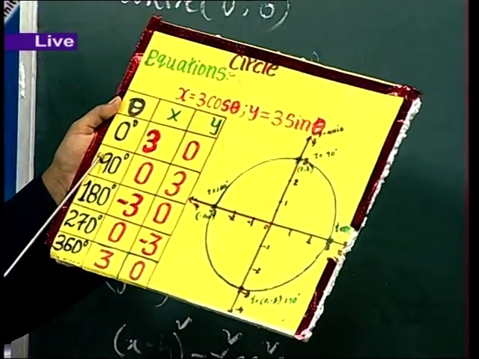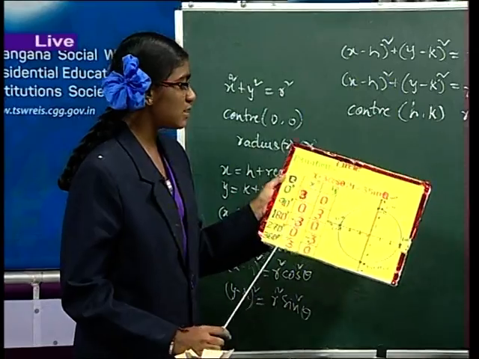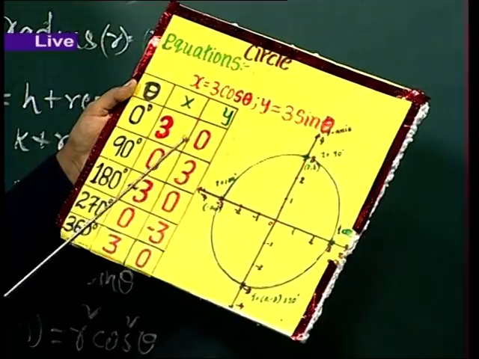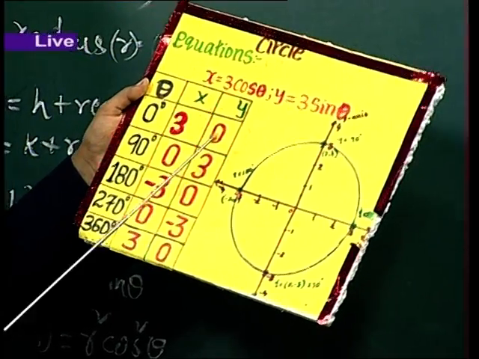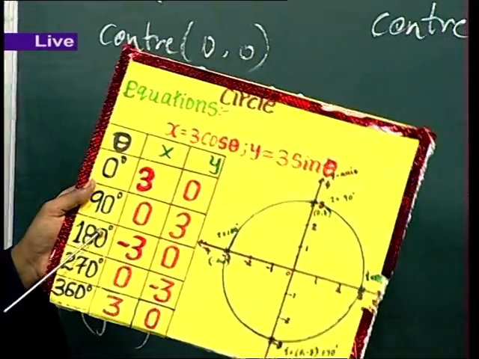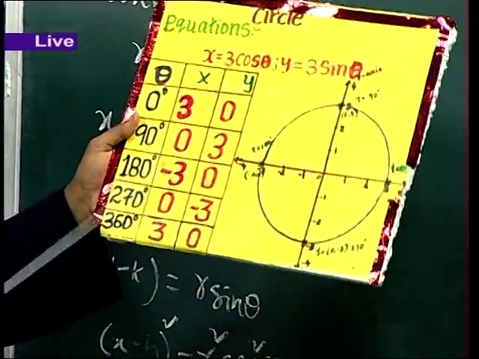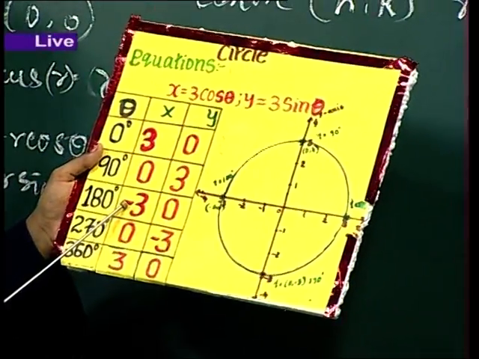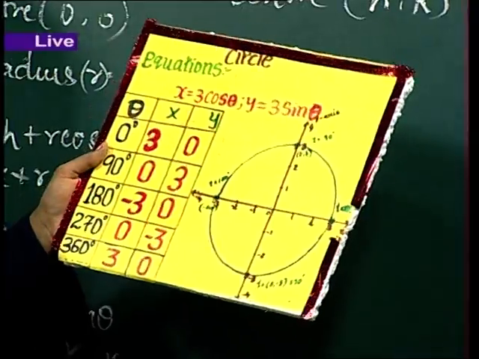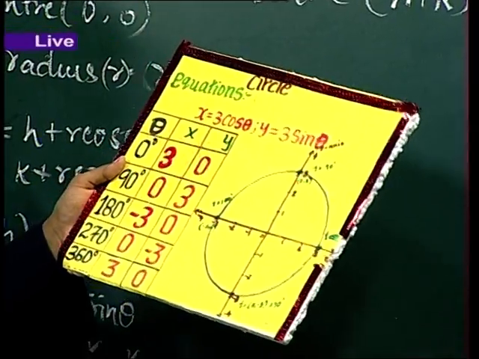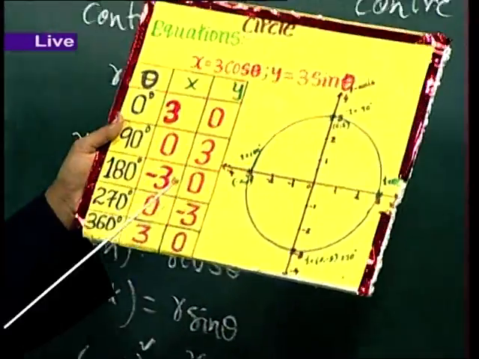What is the value of cos 90? Cos 90 is 0, so 3 into 0 is 0. Sin 90 is 1, so 3 into 1 is 3. If we take 180, what is the value of cos 180? That is minus 1, so 3 into minus 1 is minus 3. What is the value of sin 180? It is 0, so 3 into 0 is 0.